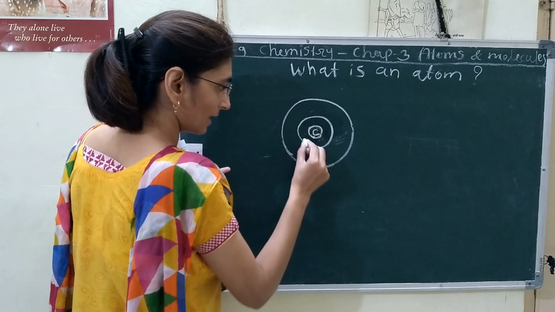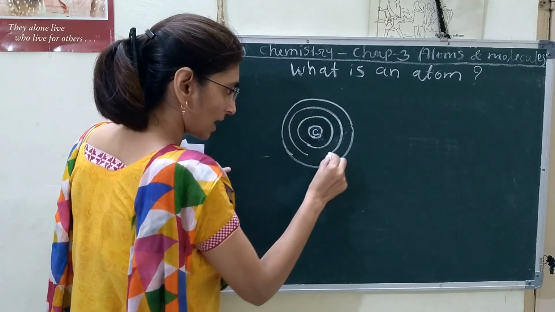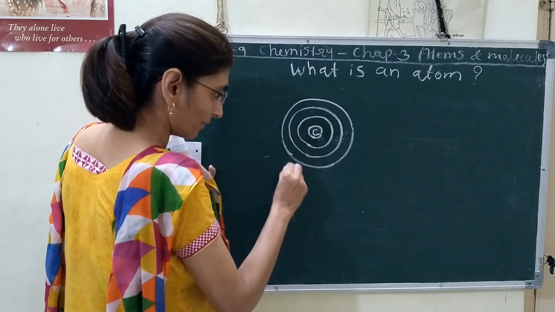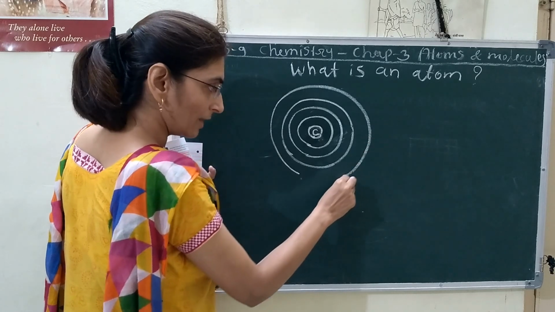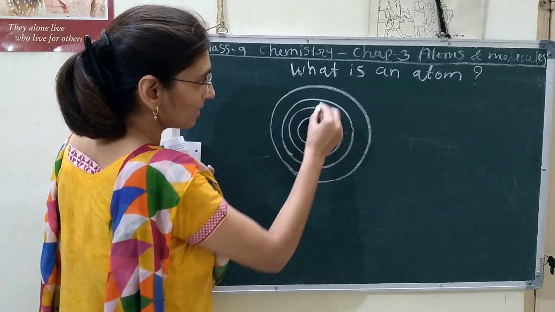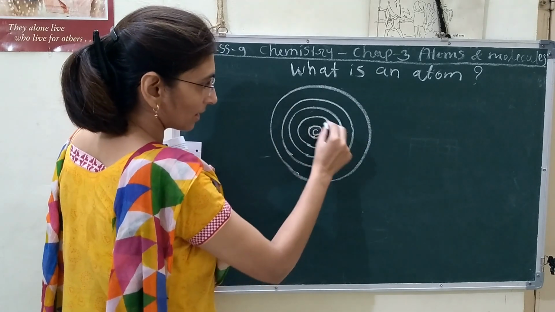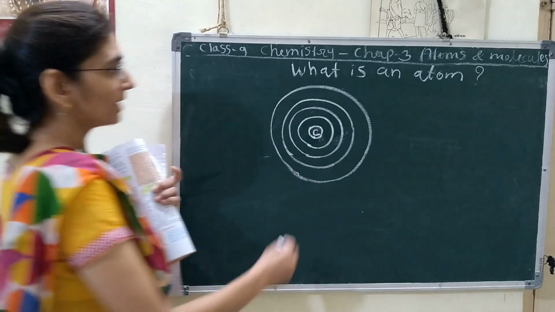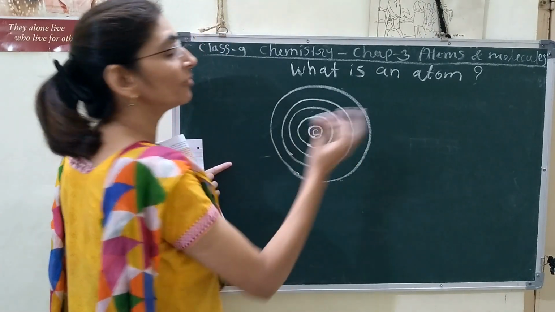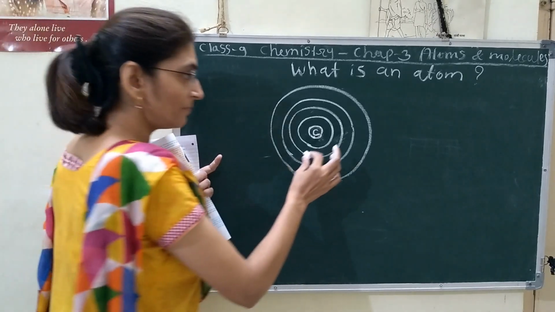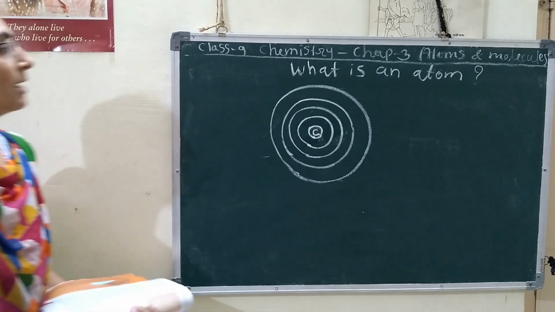Around the nucleus there are some orbits, and along these orbits electrons are revolving around the nucleus, just like the planets are revolving around the sun. The number of electrons and the whole configuration of the atom define the chemical property of that particular atom.